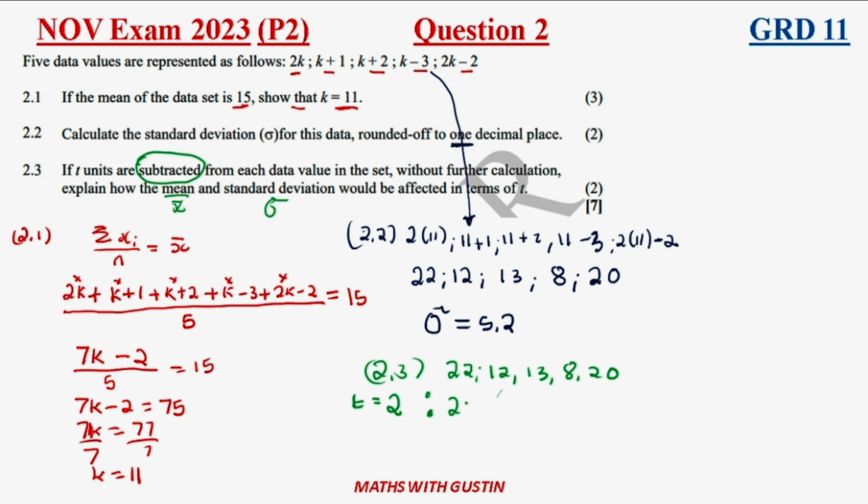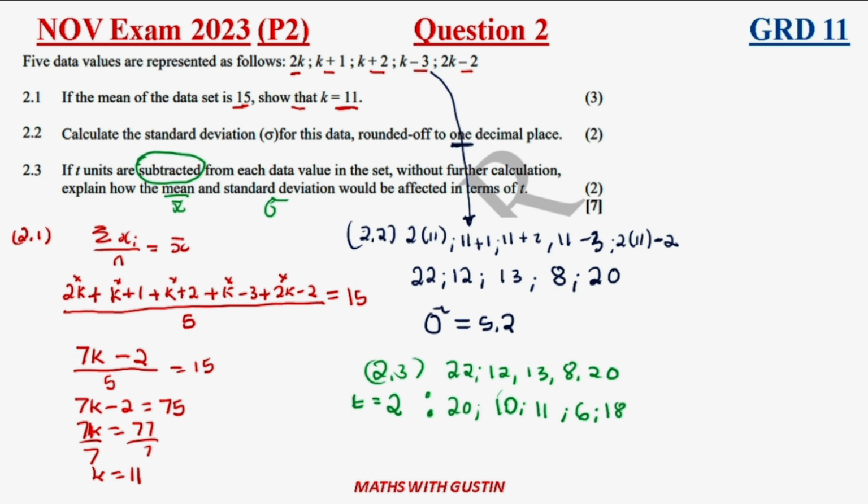22 minus 2 will give us 20. 12 minus 2 is 10. 13 minus 2 is going to be 11. 8 minus 2 is going to give us 6. 20 minus 2 is going to give us 18. All right, so now let's put this data set into our calculator and check if the standard deviation will change or the mean will be affected.